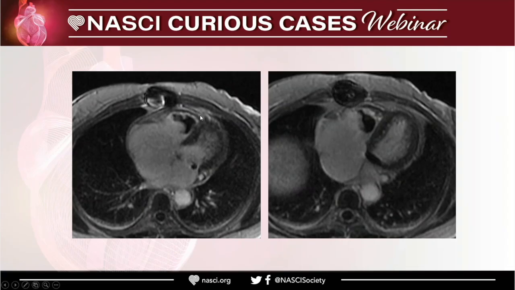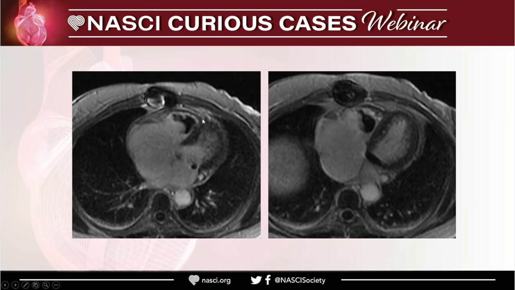So this typical pattern of enhancement corresponded to the very well known and very well described double V sign that we see in endomyocardial fibrosis, where there are basically three layers, which are the thrombus, the enhancing thickened endomyocardium, and the normal myocardium.